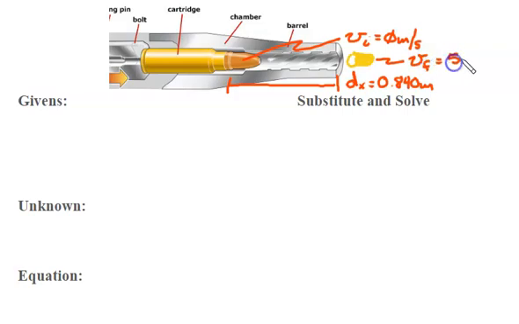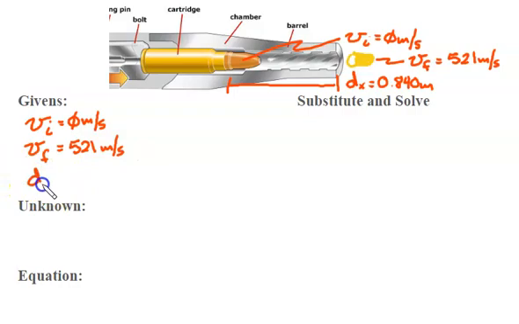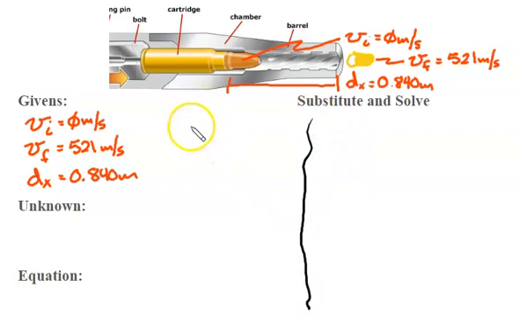equals 521 meters per second. So if that's given to us, we can go velocity initial equals 0 meters per second. We know that velocity final equals 521 meters per second. And we know that displacement in the x equals 0.840 meters. Now the problem is the question asks for two different things, so I'm going to divide my substitute and solve up into two parts.